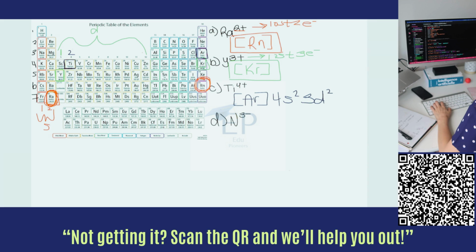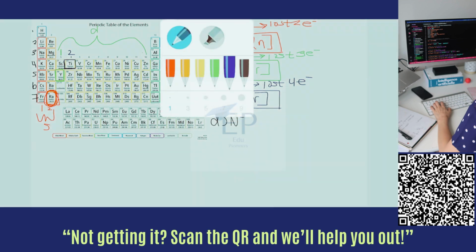And again, we look at the charge, we see it's a +4 charge, so we know that we lost 4 electrons. So we get rid of the 4 outermost electrons, and we're left with just the noble gas configuration. That can be our final answer.